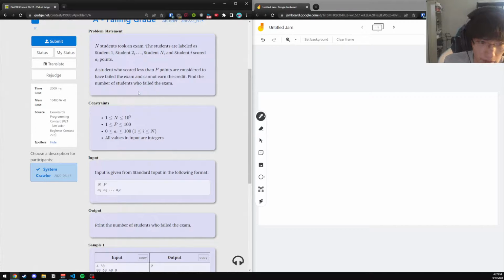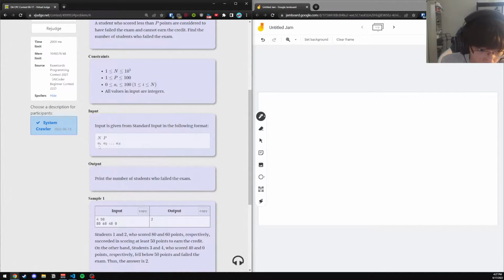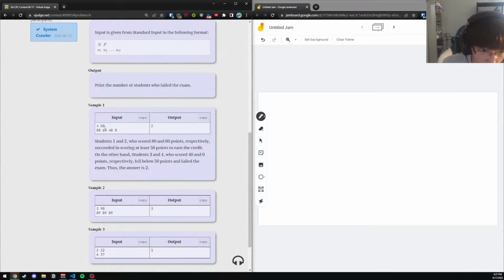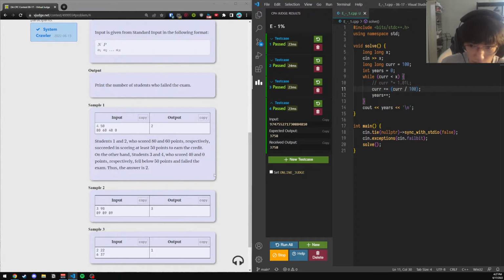First, problem A. We're going to have n students, and then we have this point P, and every student who scored less than P points failed the exam. So we need to figure out how many are less than P. First we need to read in the input, so read in integers, and then read in this array. We'll have to read in n numbers, and then check and increment some kind of variable.